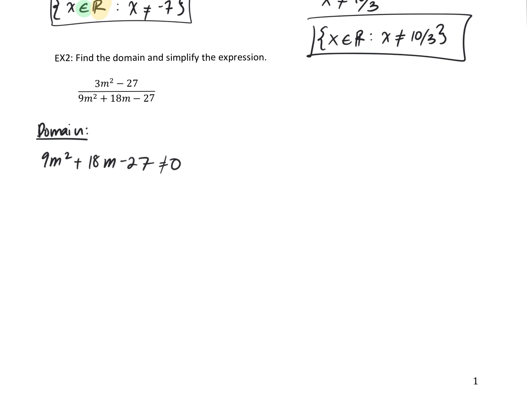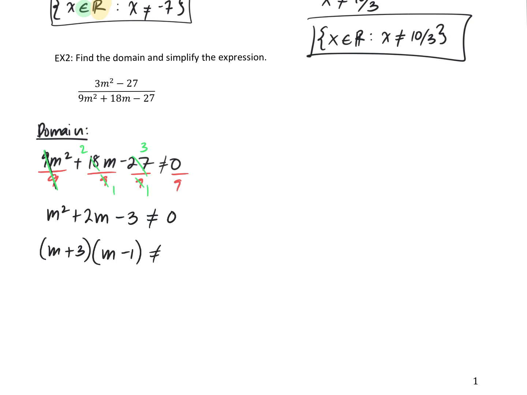So let's see. Ooh, I have a quadratic equation. So I'm probably going to try factor this. But first, let's try simplify. I'm going to divide everything by 9. If you can make the numbers smaller, might as well do that. Less work for you. That cancels. This simplifies with a 2, and that simplifies with a 3. So now we have m squared plus 2m minus 3 cannot equal 0. Can we factor this? We can, so that'll be m plus 3 times m minus 1 cannot equal 0.